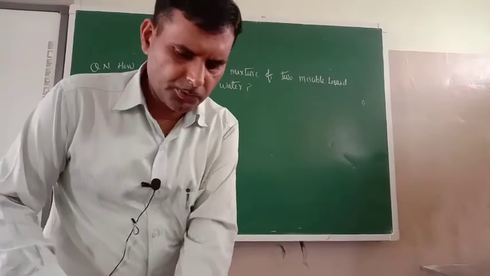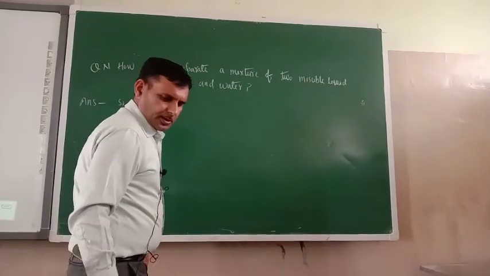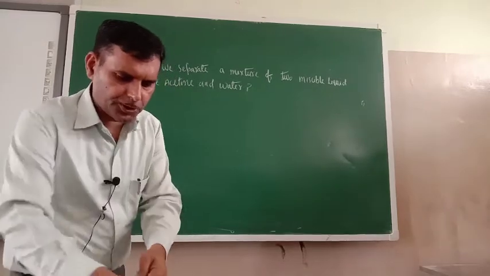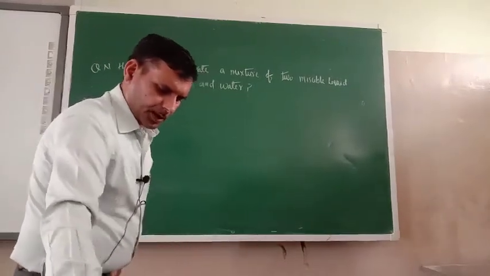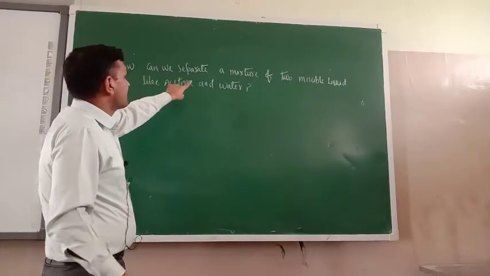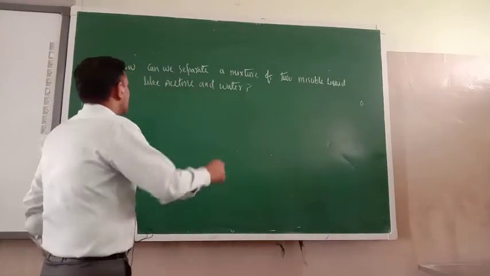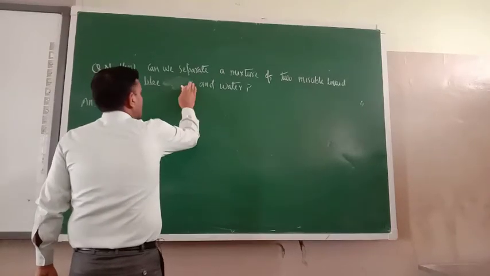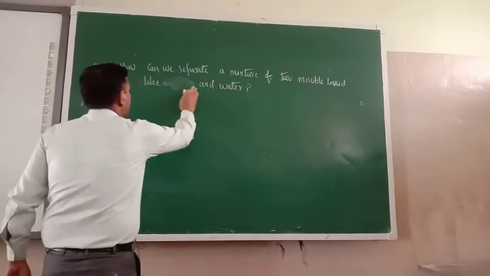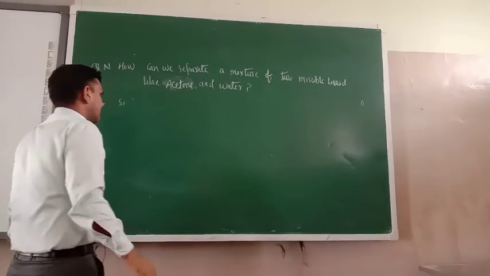So yesterday I taught you the difference between simple distillation and fractional distillation, and the definition of distillation also I taught you. Today I am going to teach you one example which is based on simple distillation. The question is, how can we separate a mixture of two miscible liquids like acetone and water? So rather than acetone, you take here alcohol, one particular acetone, okay, write acetone only, no problem, acetone and water, okay.